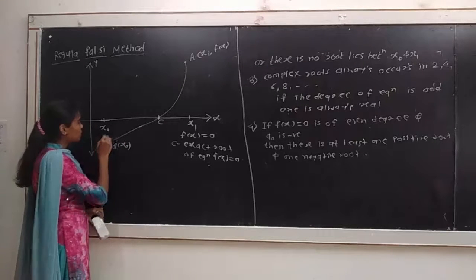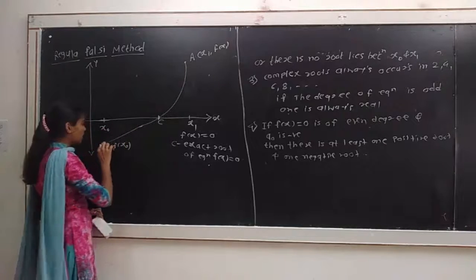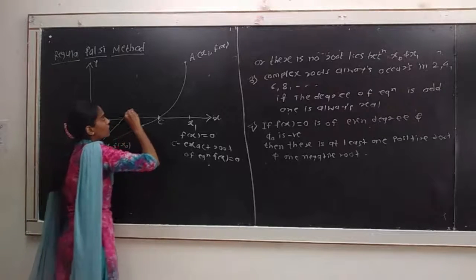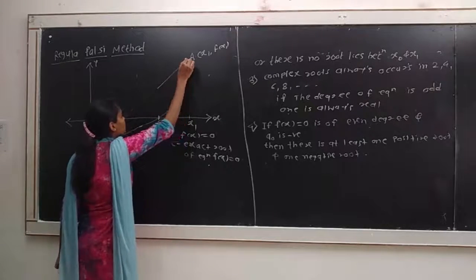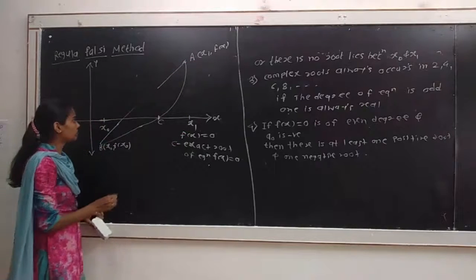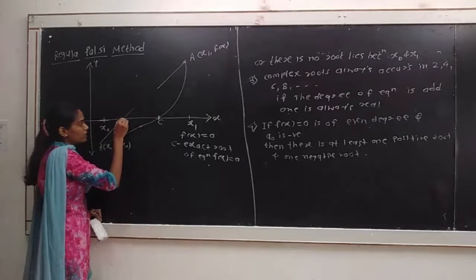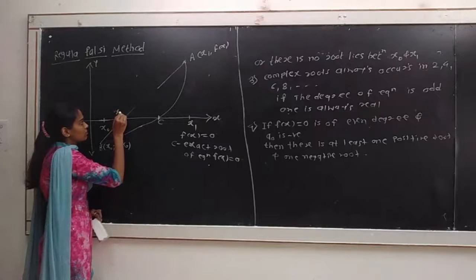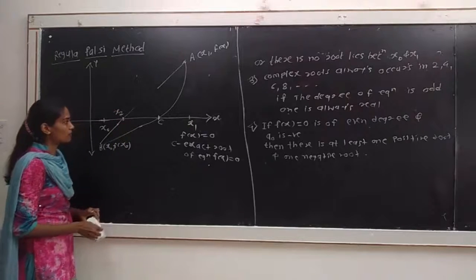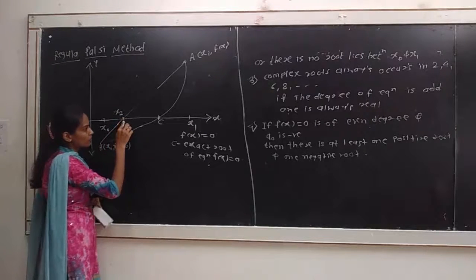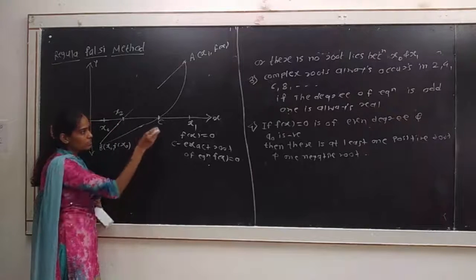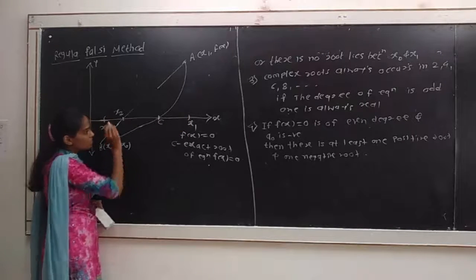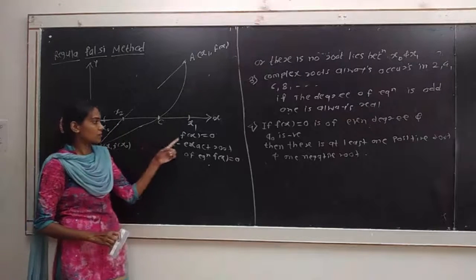If we join the points A and B, we get the chord AB. This chord AB intersects the x-axis at this point. Suppose we name this point x2. By the rule, there is a root that lies in the interval x0 to x1. In that interval there is a root of the equation f of x is equal to 0.